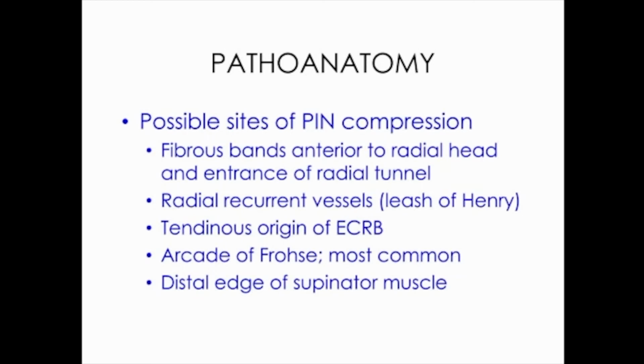So there are several sites of possible compression of the posterior interosseous nerve. The fibrous bands anterior to the radial head at the entrance of the radial tunnel, the radial recurrent vessels or the leash of Henry, the tendinous origin of the ECRB, the arcade of Frohse, the proximal margin of the supinator, which is the most common site of compression, and then the distal edge of the supinator.